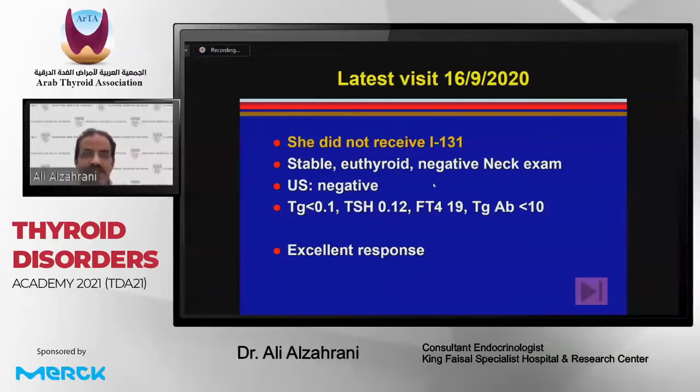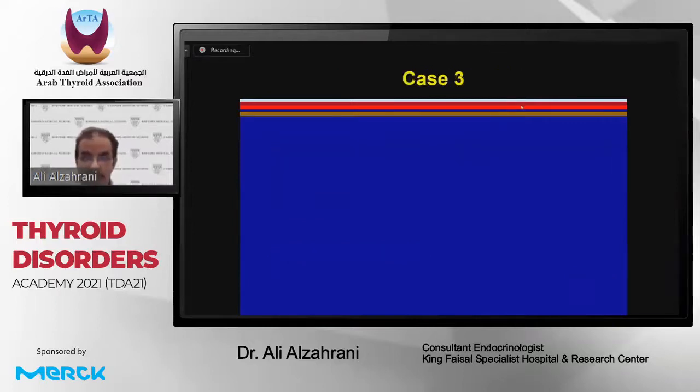So this is the second case. She has more features suggestive of radioactive iodine therapy or ablation. However, her scan was negative. We did not give her radioactive iodine blindly, and she did very well over the last 6-7 years. Okay. Let's go to case number 3. I think we'll have time to do it.